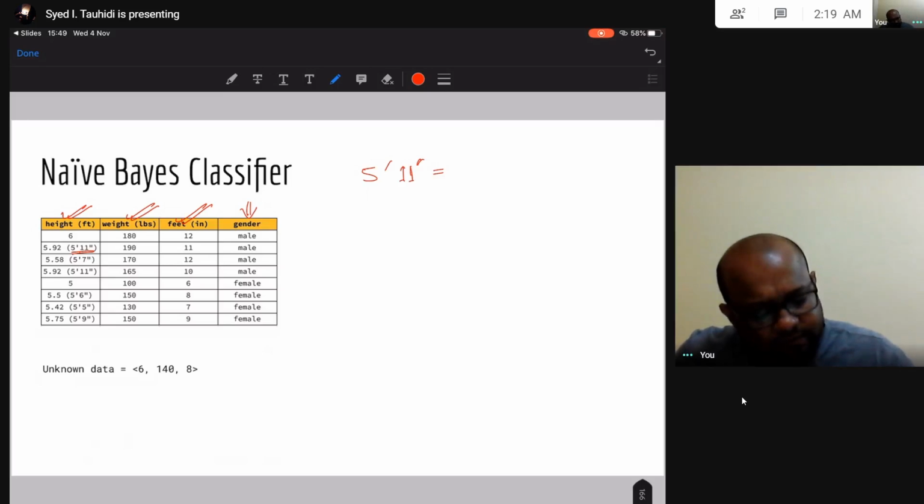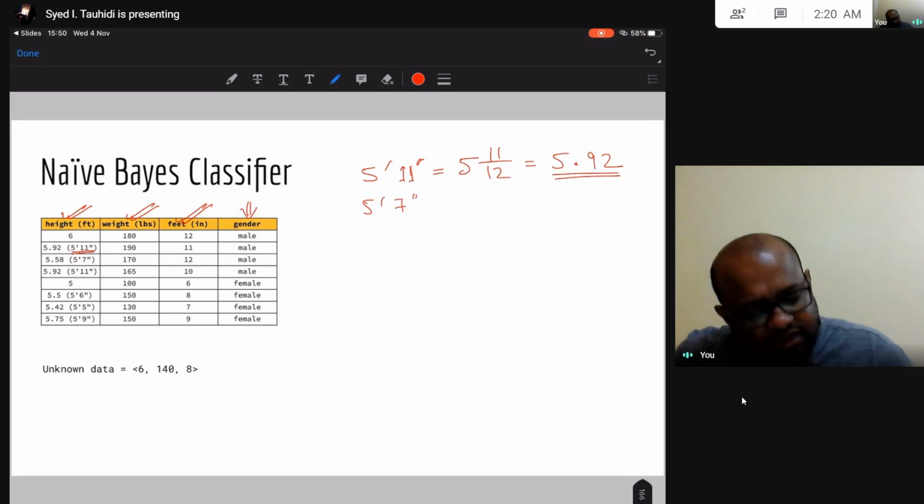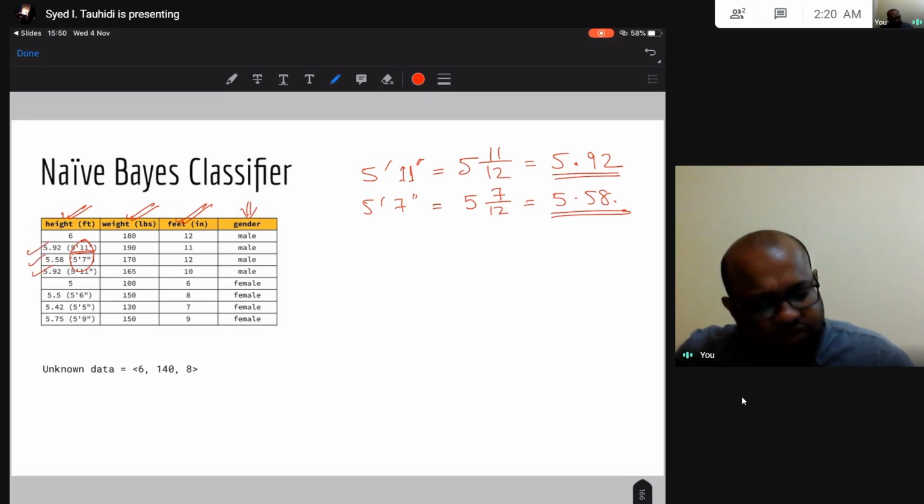What did we do? We took the 5 and then 11 by 12, and this becomes 5.92. This is how we converted feet into normal decimal numbers. 5 feet 7 inches became 5 plus 7 by 12, which is equal to 5.58. So this is how we have converted feet and inches into these numbers. Alright, so this is one point.